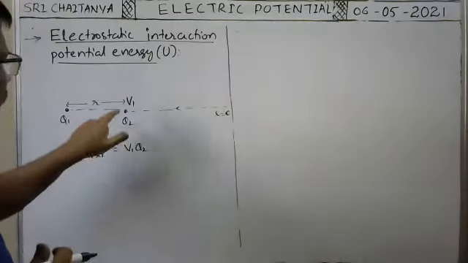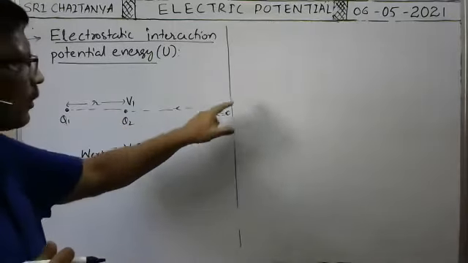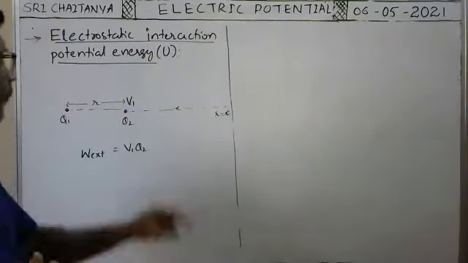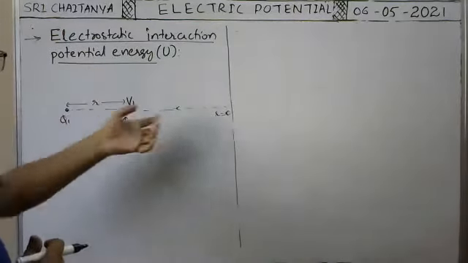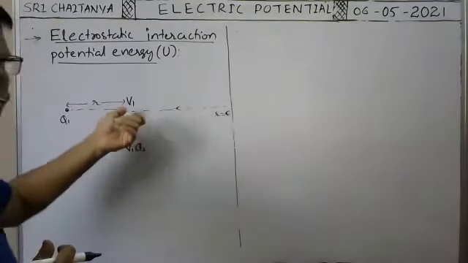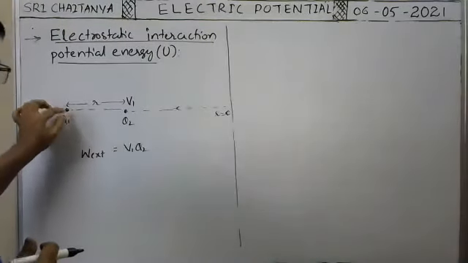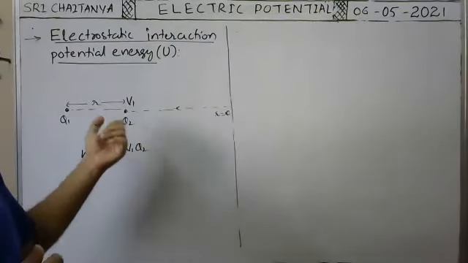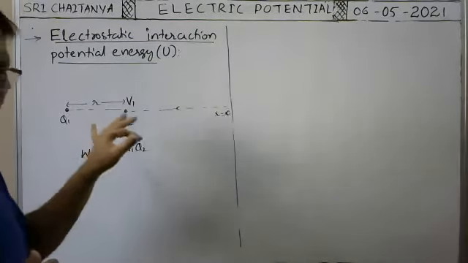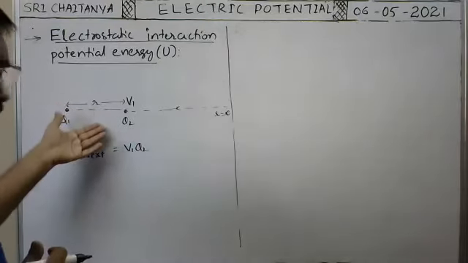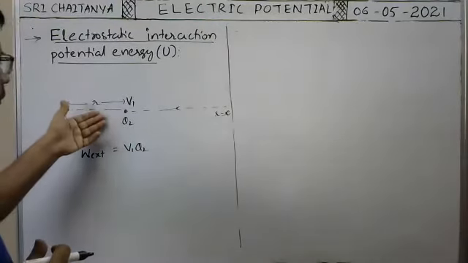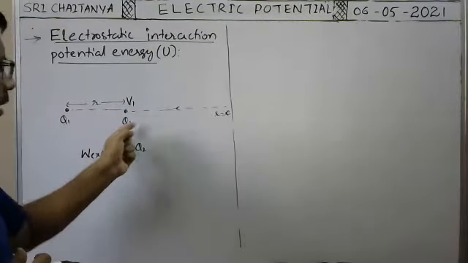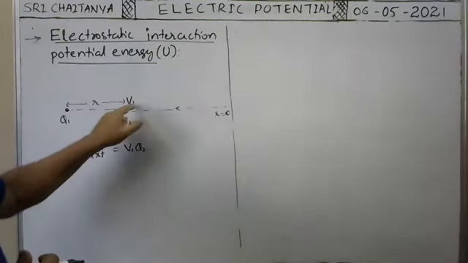This external work done on this charge Q2 to bring it from infinity to this point is stored in the system of two charges as the interaction potential energy. Because whenever this charge is brought from infinity to this point, because of repulsion due to this charge on this one, repulsion or attraction, because these are like charges, plus plus, that's why repulsion. If these are unlike, then attraction is there. So some interaction is there, no? So because of interaction, some work is to be done by external agent to bring this charge Q2 from infinity to this point where potential is V1.